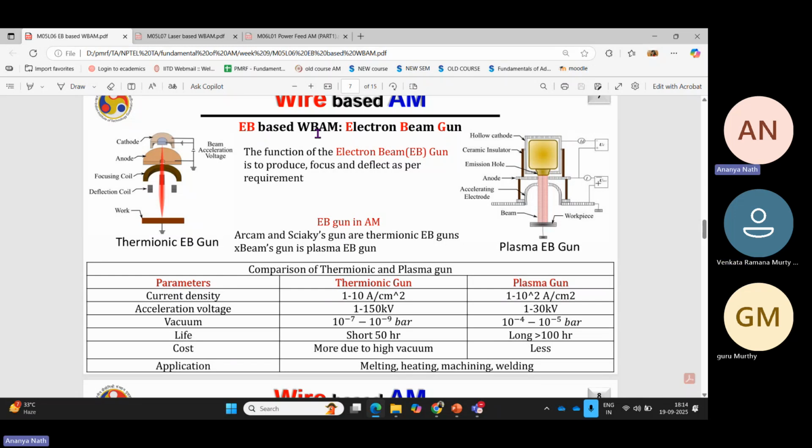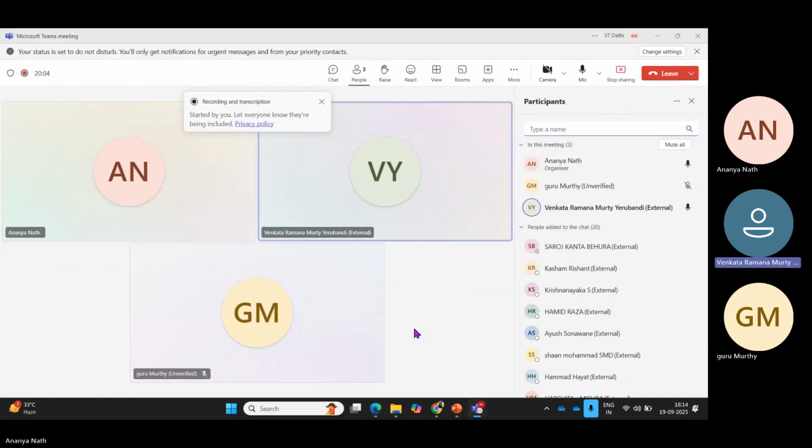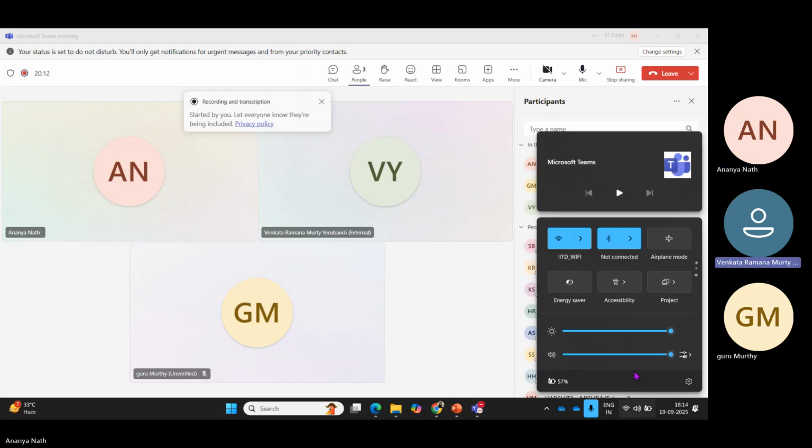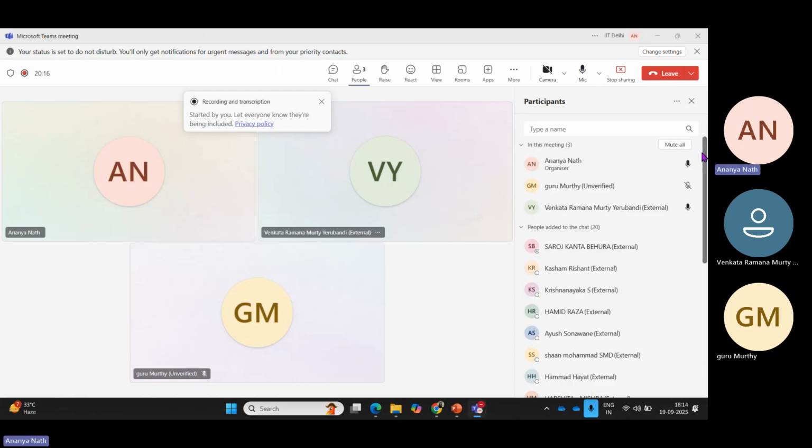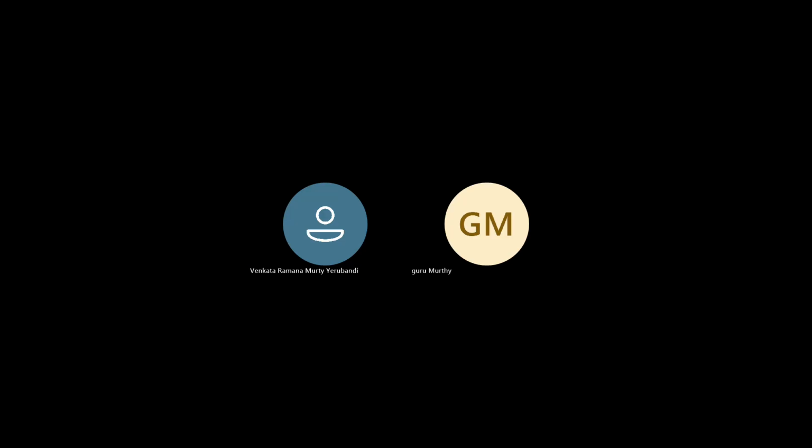Now the network is showing me full connection. Can you hear me properly now? The audio is still breaking in between. Let me rejoin the meeting then. Okay, just wait for 2 minutes. I'll rejoin the meeting.